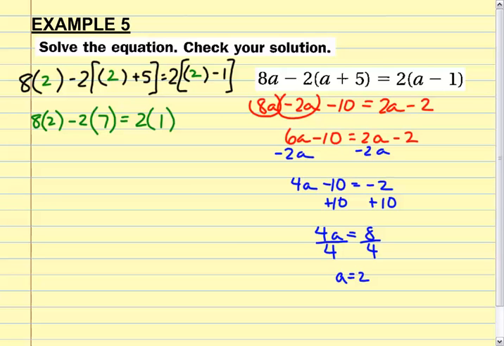Okay, good. Now 8 times 2 is 16. -2 times 7 is -14. And 2 times 1 is 2. And then 16 minus 14 is 2. So, we got the right answer. That's nice. I love when that works. All right? Let's look at the next one.